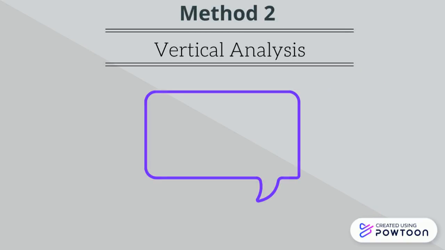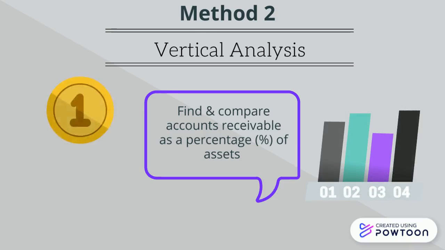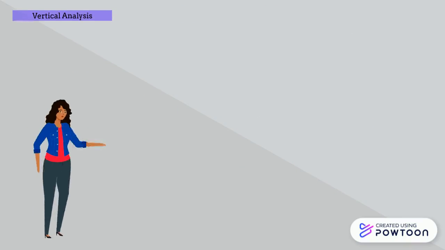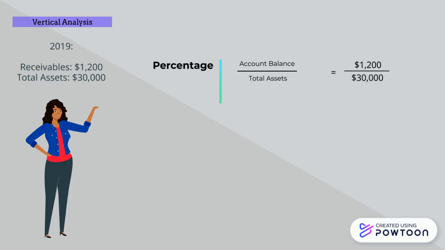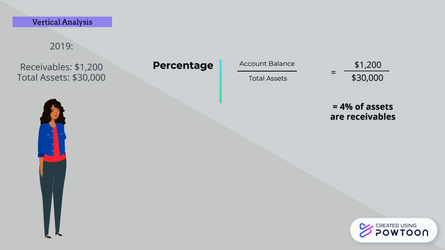Another method of analyzing receivables is through vertical analysis, which can be used to find and compare accounts receivable as a percentage of assets. For example, Mary knows her total assets and receivables for 2019. The accounts receivable of $1,200 is divided by the total assets of $30,000, which shows us that 4% of Mary's assets were receivables that year.